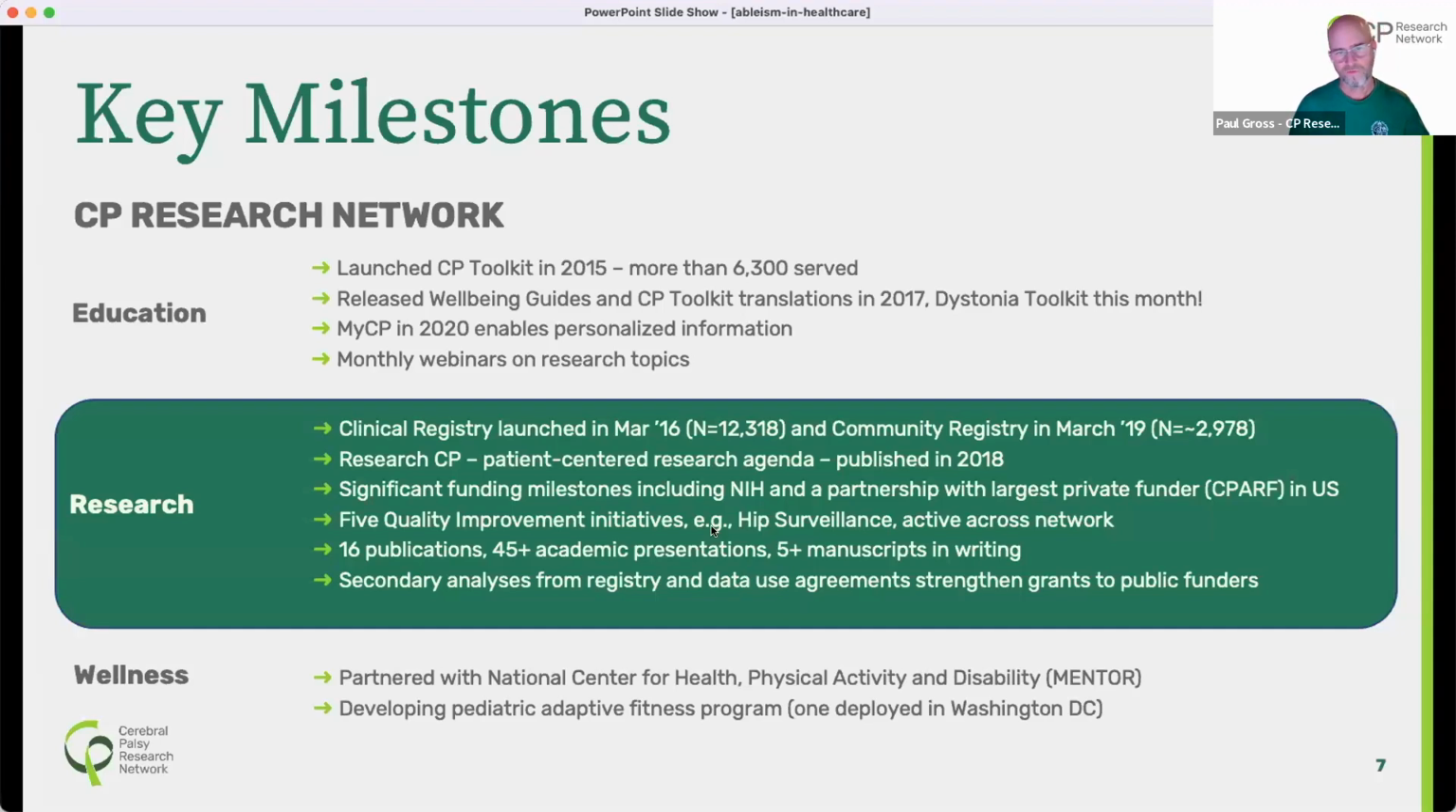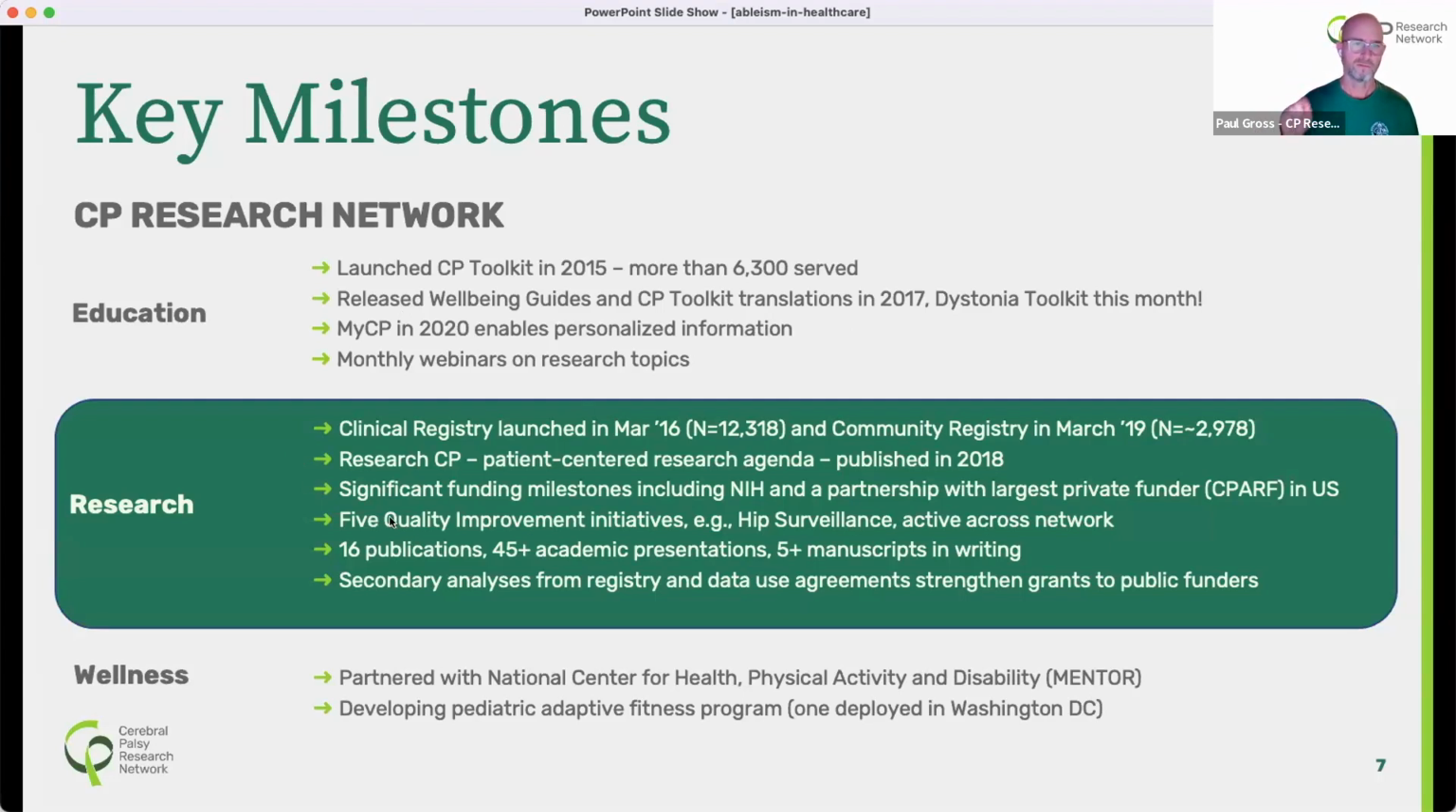So if you move forward from 2015 when we were founded, on the education front, we launched the CP Toolkit. We've served over 6,000 people. We went on to launch well-being guides and CP Toolkit translations, and now the Dystonia Toolkit. We're working on an adult toolkit. So we've got a lot of work getting into sort of really focused on the community educational materials. We launched MyCP to do personalization of all the rich content we have on our website. And then things like these monthly webinars that we conduct.